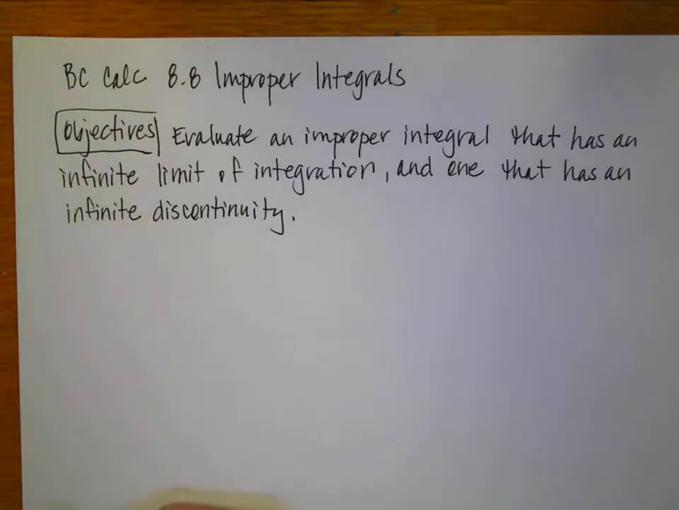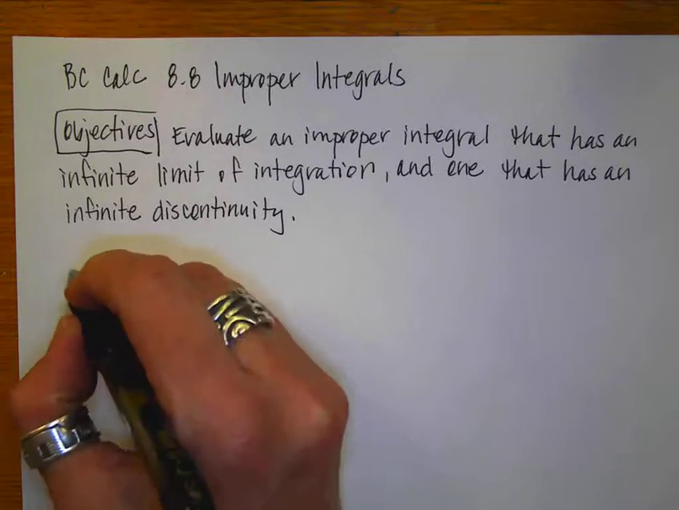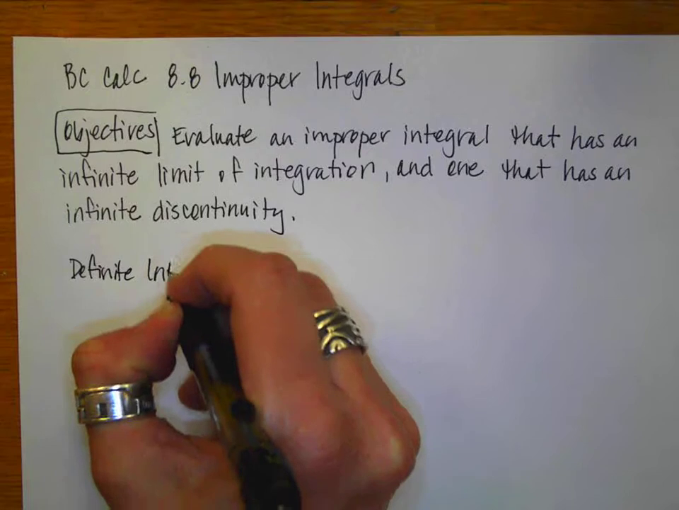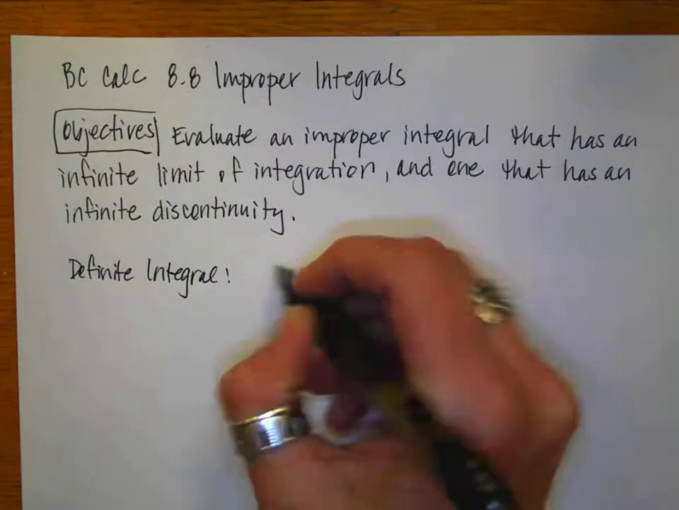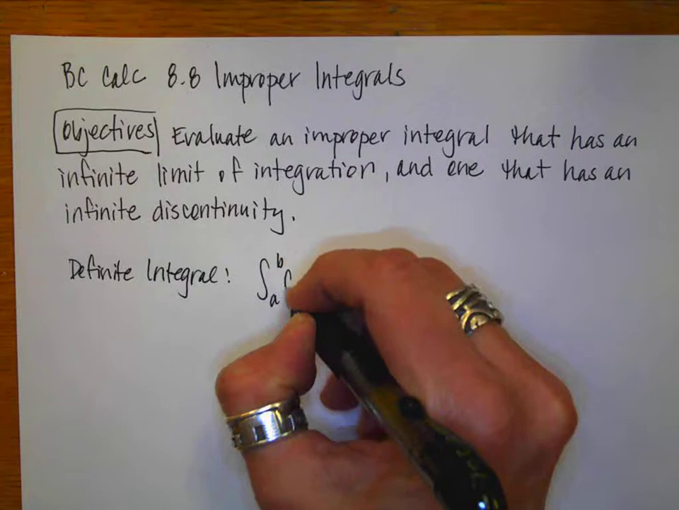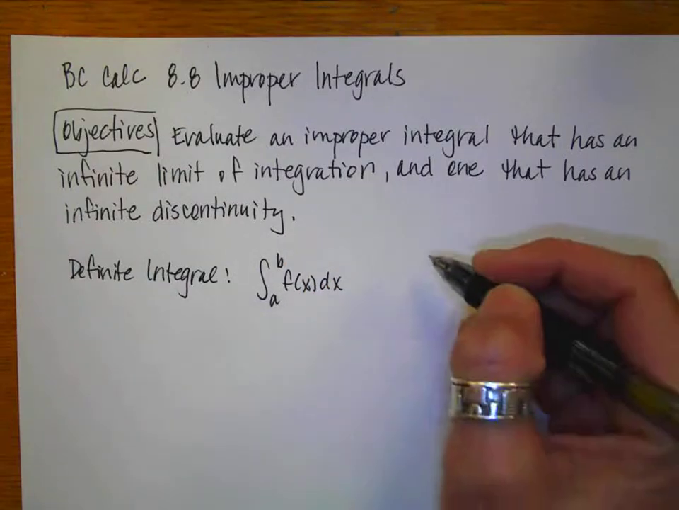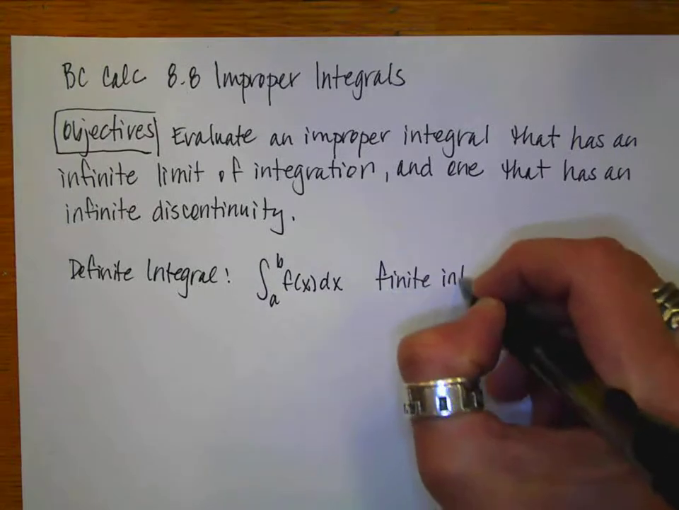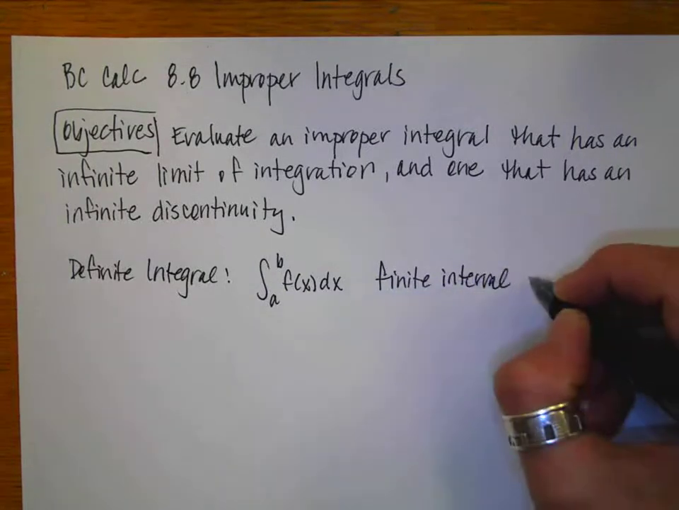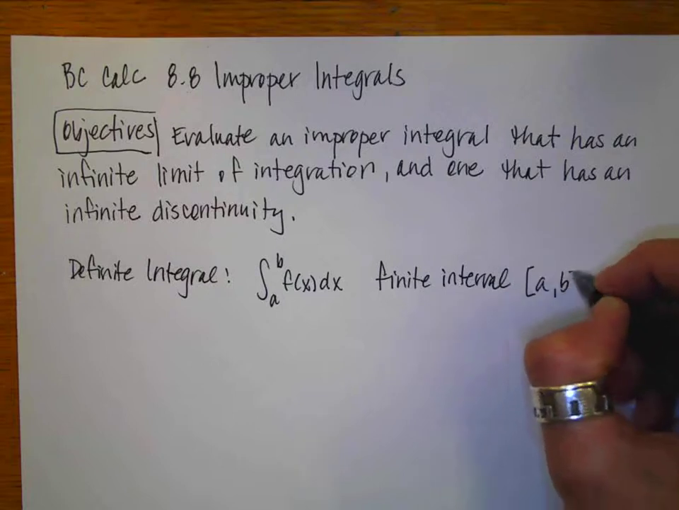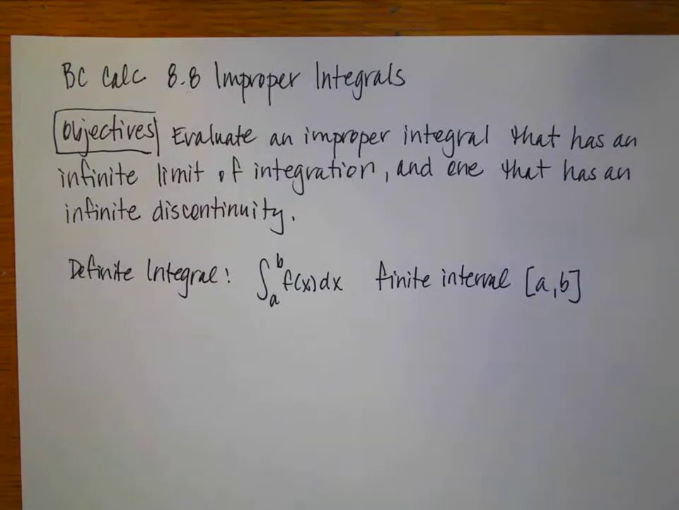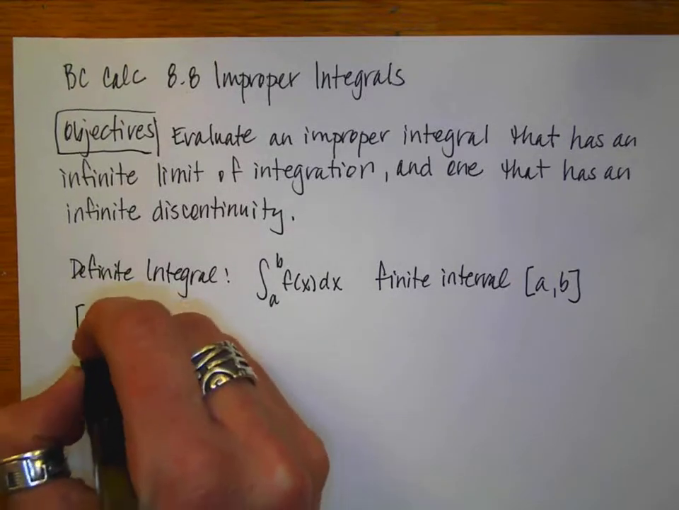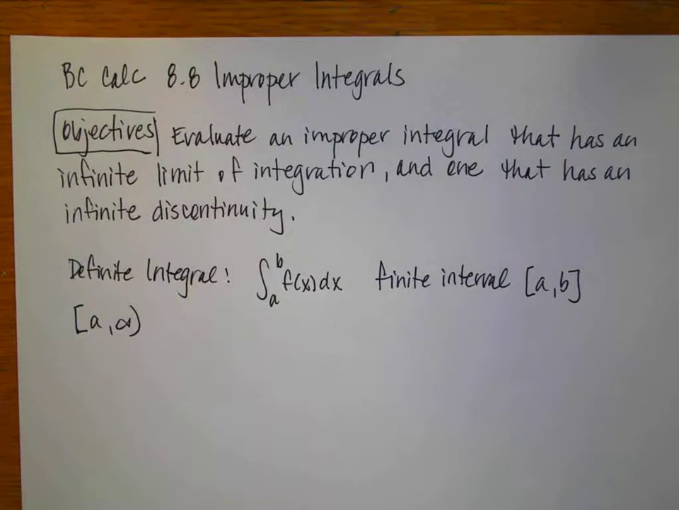So first let's give kind of a definition of a definite integral. And we've talked about these for a long time now. So a definite integral looks like the integral from a to b of f of x dx. And it means that I'm going to have a finite interval over which my integral is going to be evaluated. So it would be evaluated from a to b. But now let's see what happens if we consider an interval that might look like a to infinity.